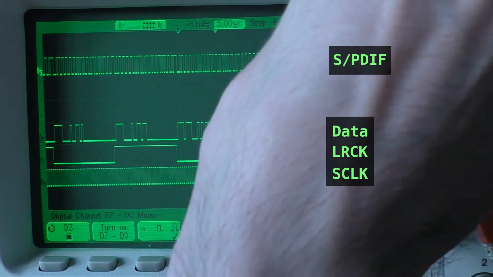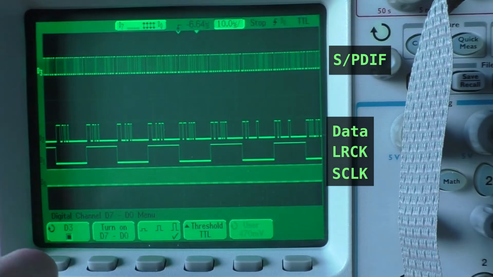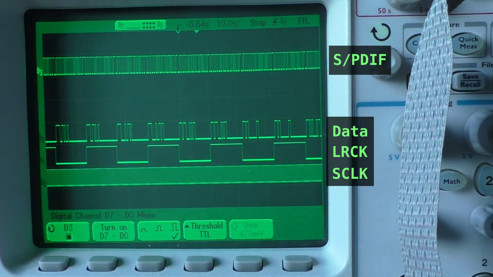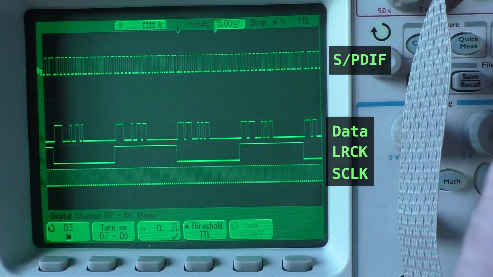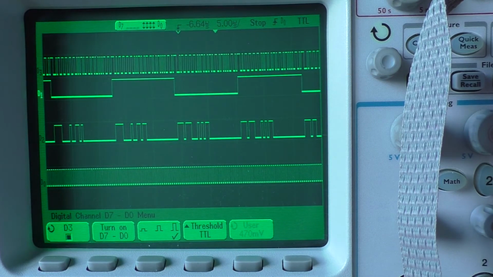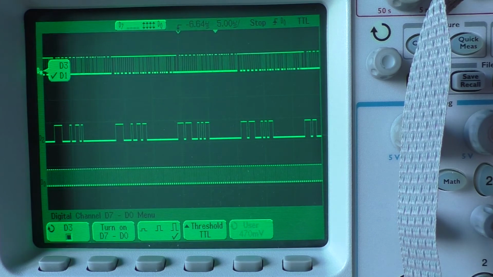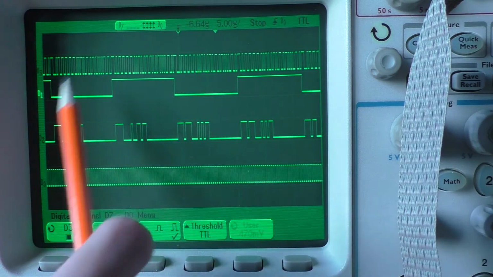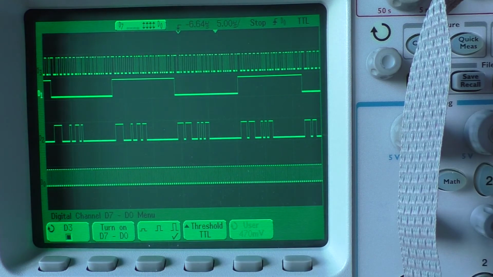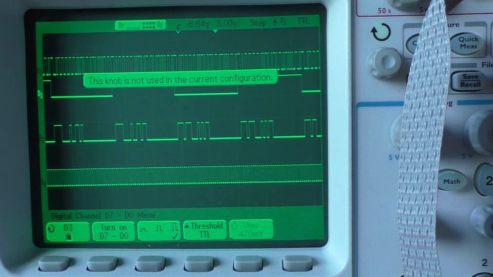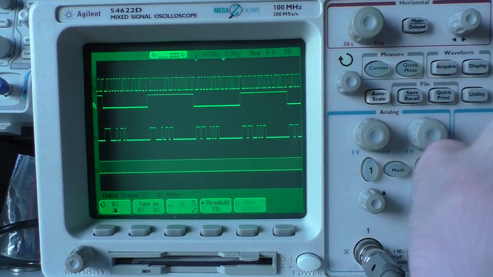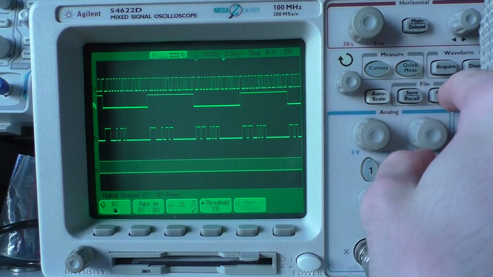And as I said, you can see that they are perfectly synchronized with the SPDIF signal. If you take a closer look at the left and right clock, you can see that the transitions of the left and right clock fall exactly between the SPDIF transmitted samples. This is actually such a nice image that I'm gonna take a screenshot of it.